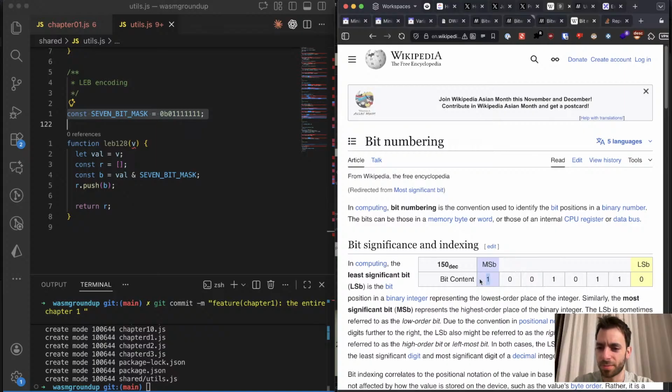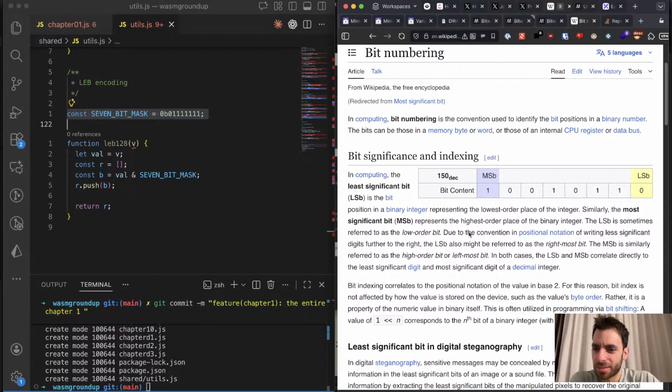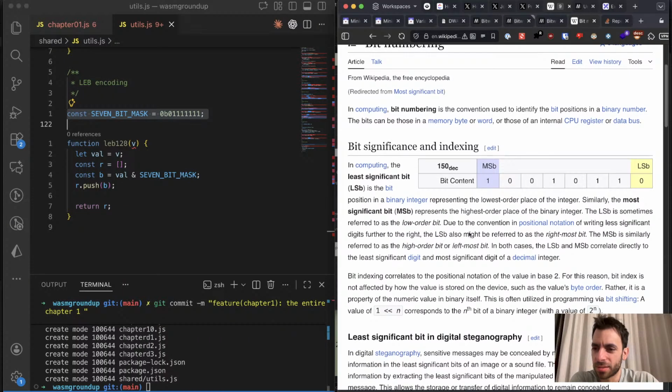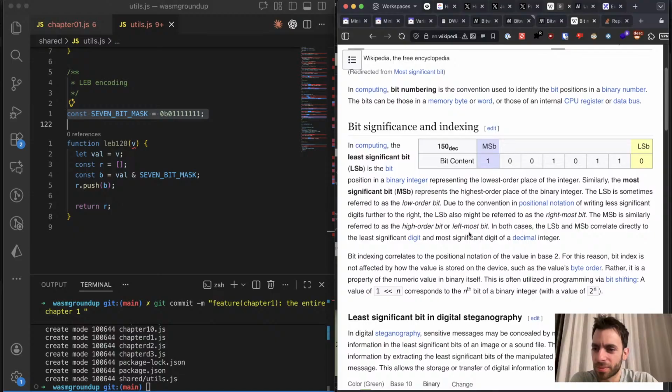Alright, the left part. Bit numbering is the convention used to identify a bit position in a binary number. In computing, the least significant bit is the position in a binary integer representing the lowest order place of the integer. Similarly, the most significant bit represents the highest order place of the binary integer.